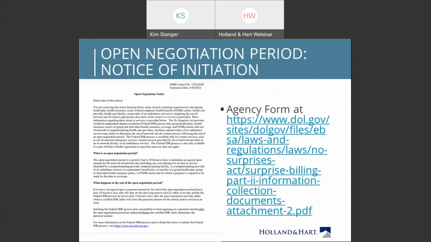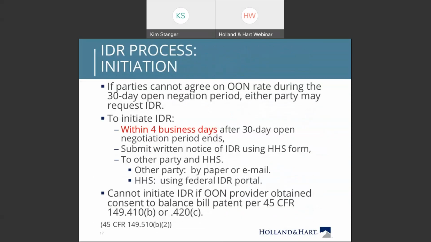The government has actually issued a form that will help you start that negotiation period. You can access that at that website that I sent to you or the link there on the slides. If the parties cannot agree on the out-of-network rate during that 30-day open negotiation period, then either party may request a resolution through the independent dispute resolution process.